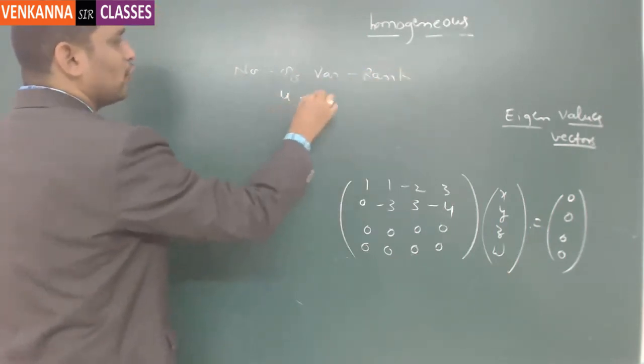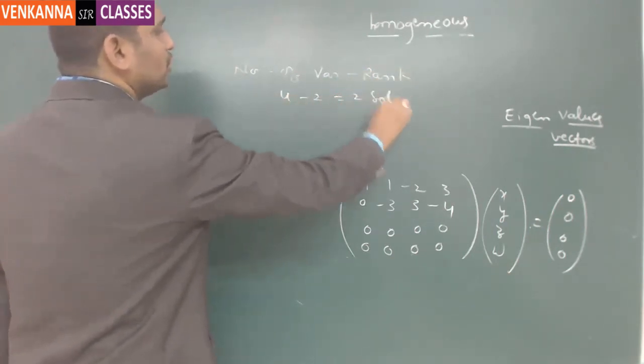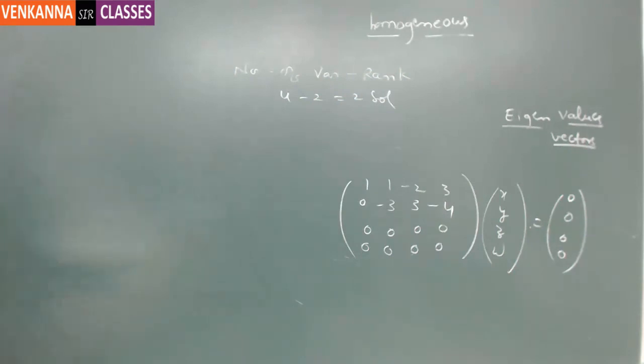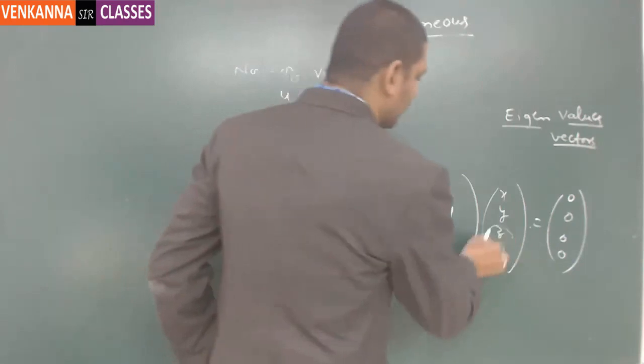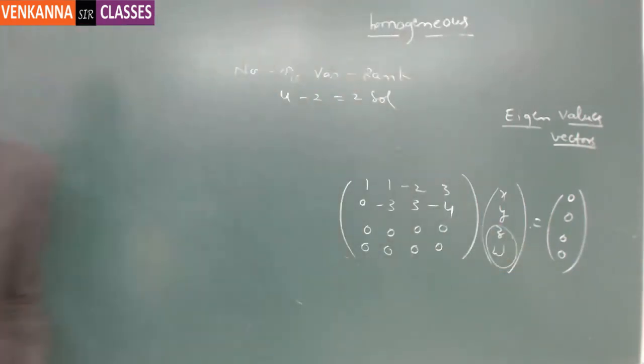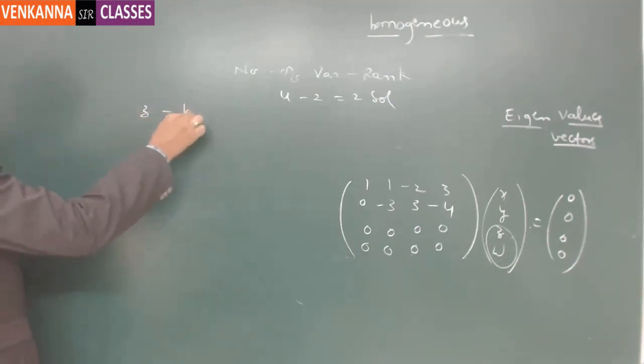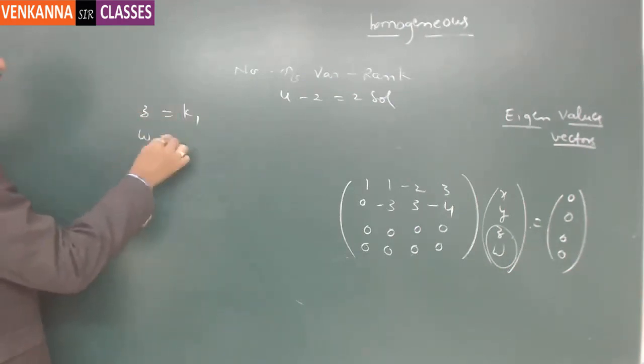It is nothing but 4 minus 2. 2 independent solutions or 2 free variables we will get. So among the 4 variables x, y, z, w, generally we take 2 variables as free, and obviously we take the last 2 variables as free variables. The general methodology.